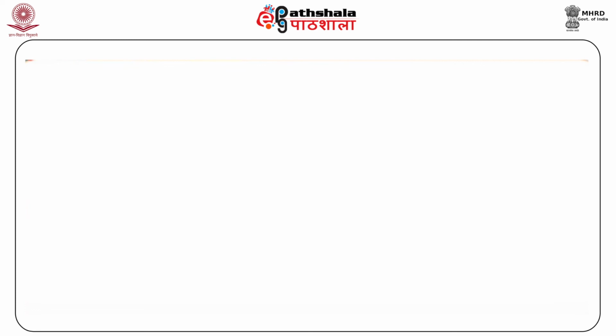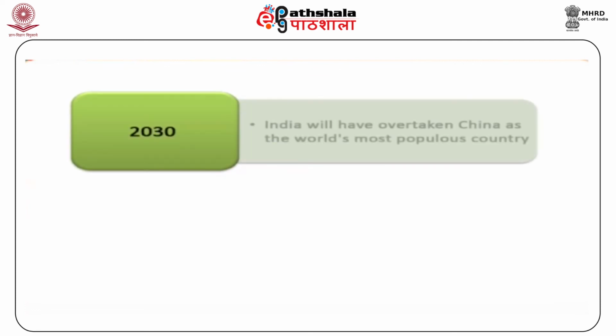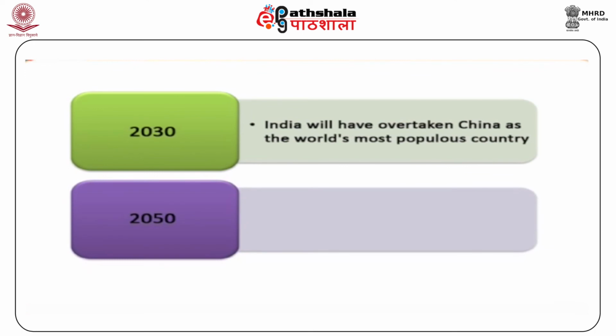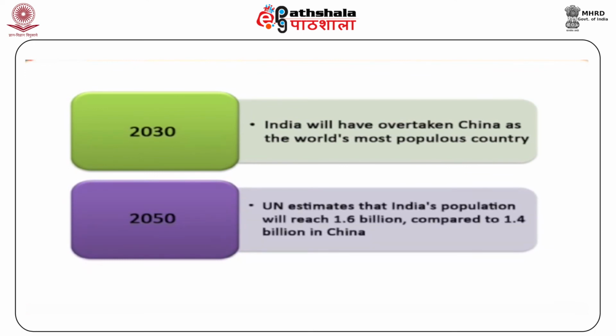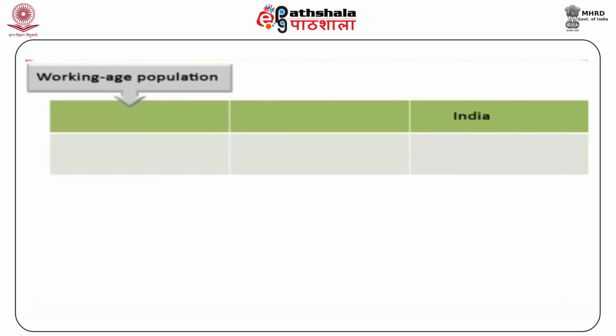It is estimated that by 2030, India will have overtaken China as the world's most populous country. By 2050, the UN estimates that India's population will reach 1.6 billion, compared to 1.4 billion in China. India's working age population will see period growth of 17.4% during 2010 to 2020, compared to a modest rise of 0.3% in China.